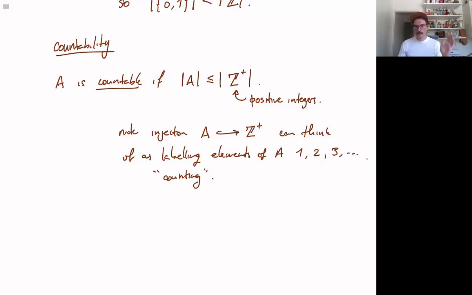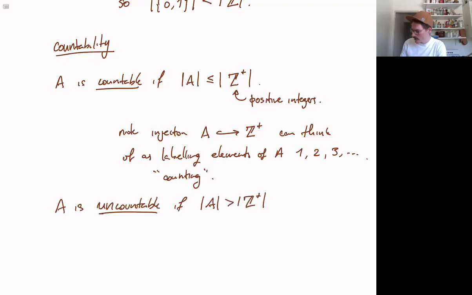If you can write the elements down in a list, like the positive integers, then it is countable. And if you cannot do that, then it is not. So the opposite is called uncountable. And this is when the cardinality of A is strictly greater than the cardinality of the positive integers.